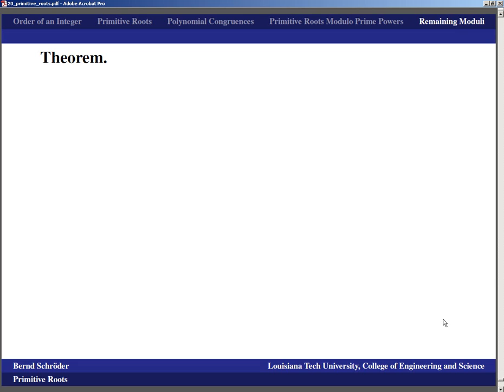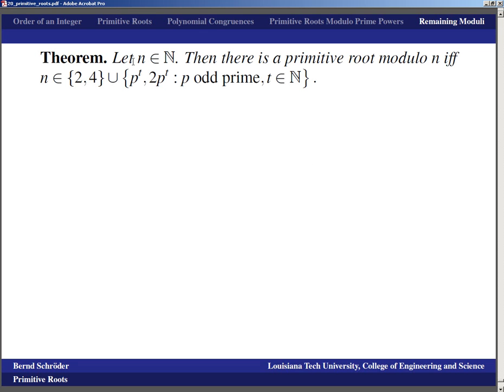Okay, I'm getting tired, you are probably too, but we're almost done. Because basically what we're saying now is if you've got a natural number n, then there is a primitive root modulo n if and only if n is either 2 or 4 or p to the t or 2p to the t, where p is an odd prime number and t is a natural number.